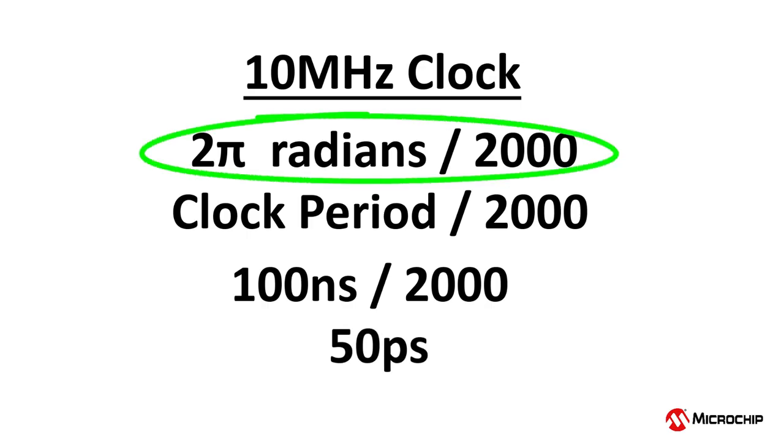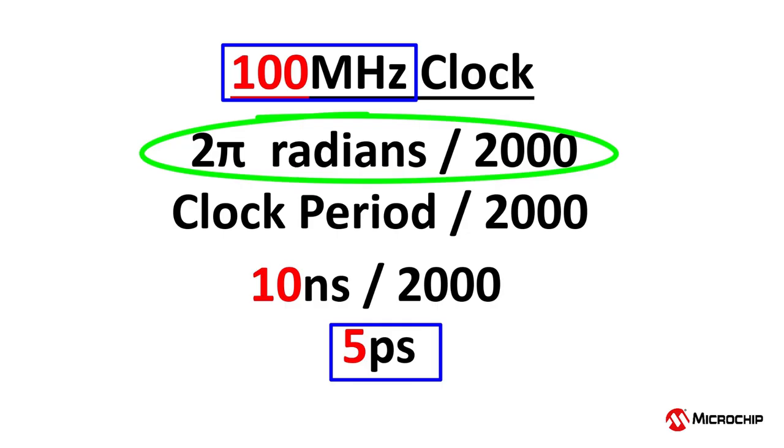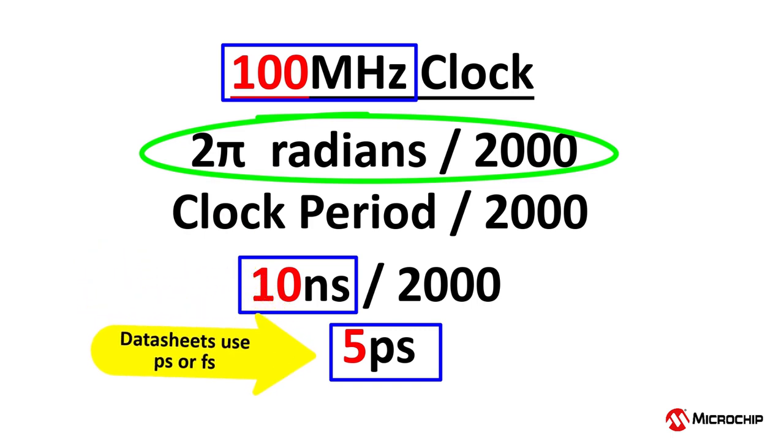The same RMS phase noise of 2 pi divided by 2000 is only 5 picoseconds for a clock that is 10 times faster, a 100 megahertz clock, because it is 10 nanoseconds divided by 2000. Timing datasheets specify jitter in terms of picoseconds or femtoseconds RMS jitter, not radians, so we need to keep this conversion in mind.